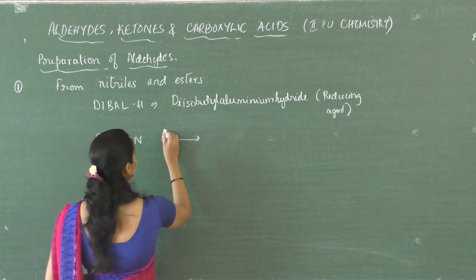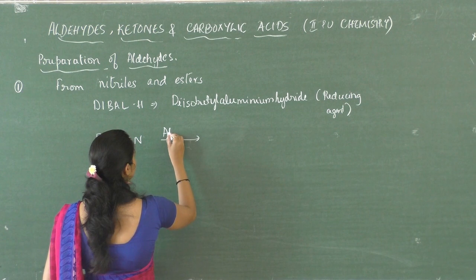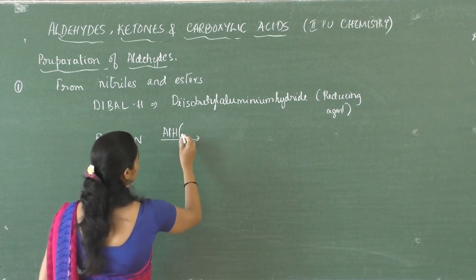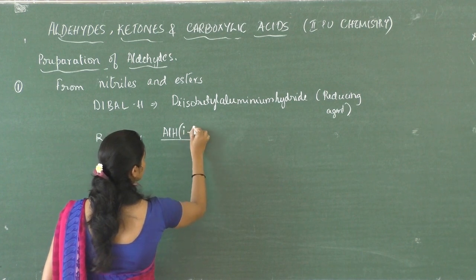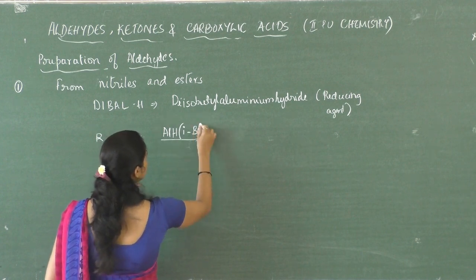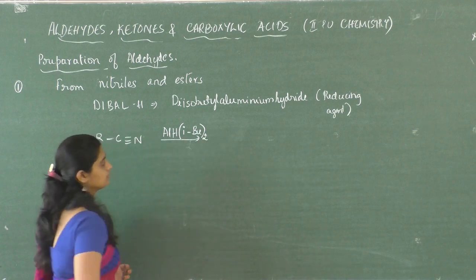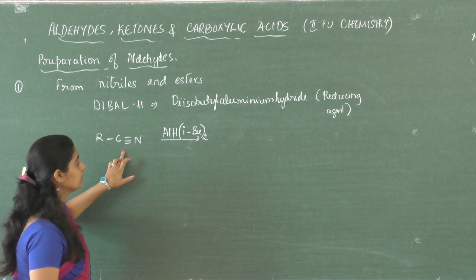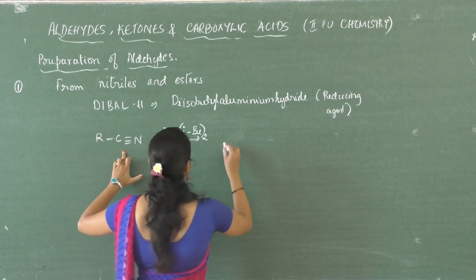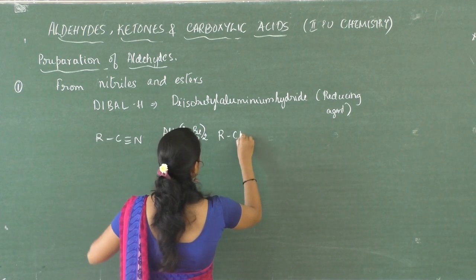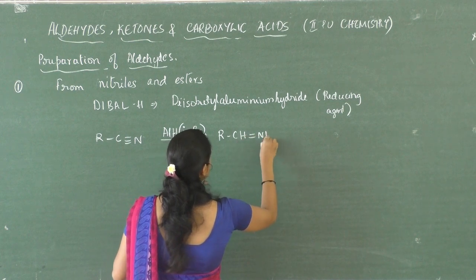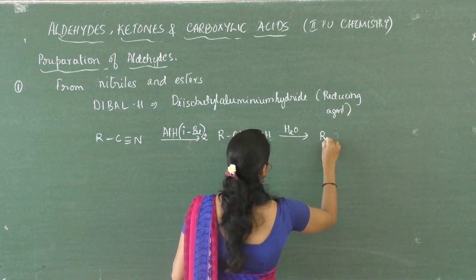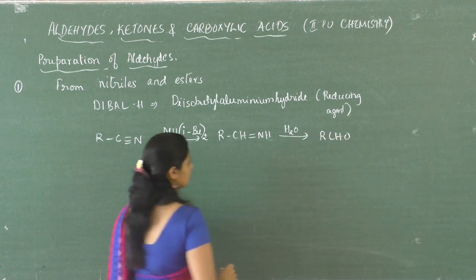So this is written as aluminium along with hydrogen, and this is isobutyl group, so it is isobutyl. We have di, so it is whole twice. So we'll get the corresponding imine, followed by hydrolysis, treating with water, that is RCHO. This is what you get.